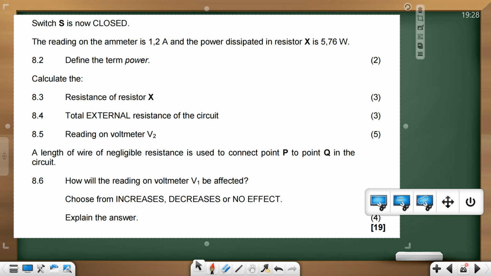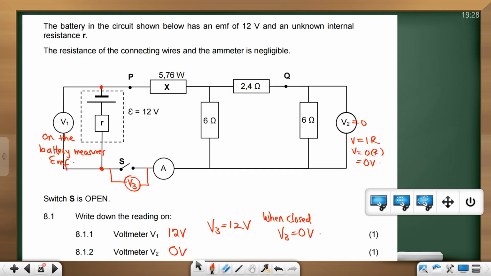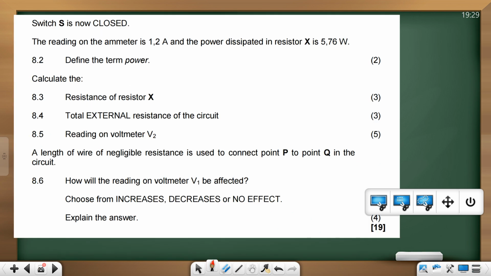The reading on the ammeter is 1,2. You know what I like to do? I'll go back to my circuit and start putting things there. The ammeter, it's now closed. Where's ammeter? Now that is closed. What happened here? 1,2A. Are you following? Beautiful. You're going to see that it's so hard to do.